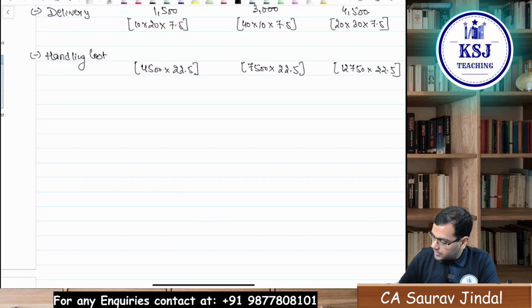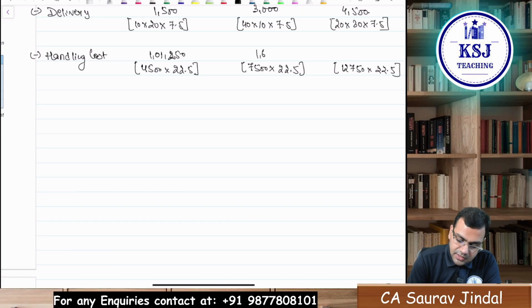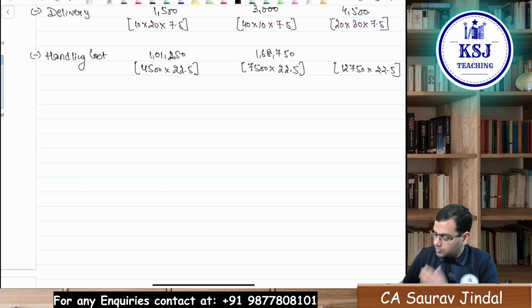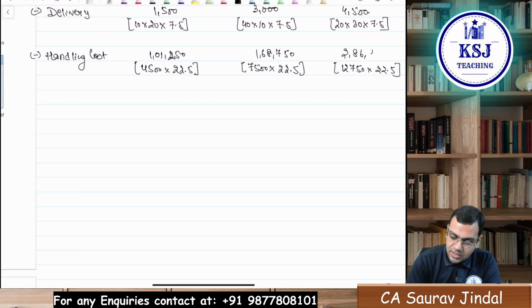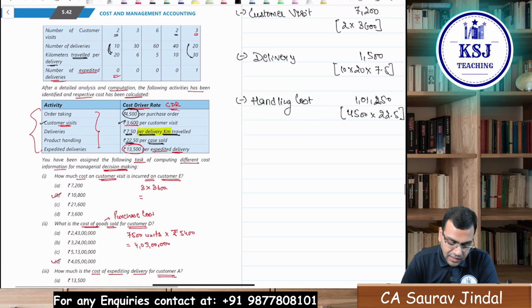Right, so let's see, 4500 multiplied by 22.5, that comes to 1 lakh 1,250. Right, so 7500 multiplied by 22.5, that comes to 1,68,750, and 12,750 multiplied by 22.5, that comes to 2,86,875. Right, so this is your handling cost.